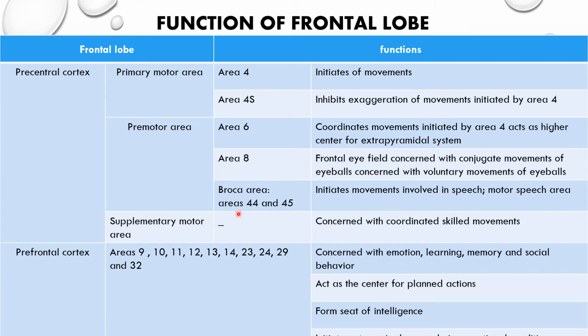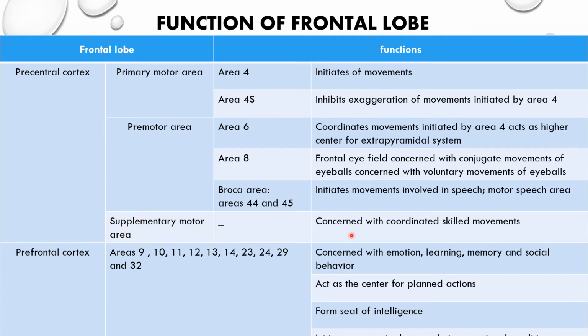So what is the function of Broca's areas 44 and 45? They initiate the movements involved in speech. It is also called the motor speech area. Later we will see Wernicke's area, which is called the receptive speech area. So in the precentral cortex, we have another area called the supplementary motor area.